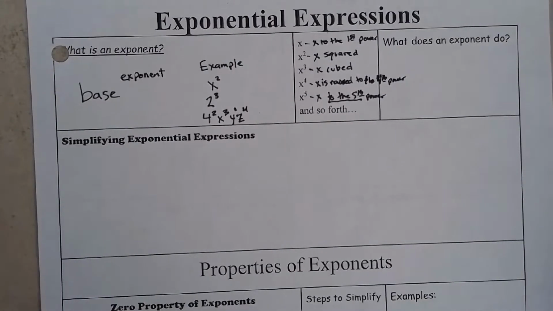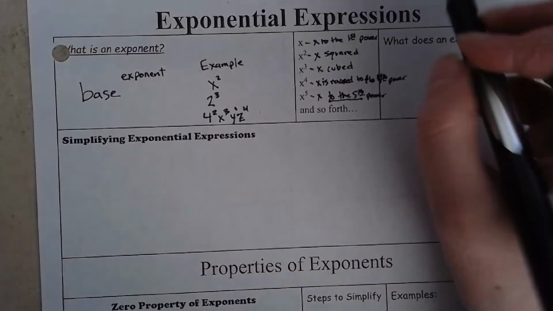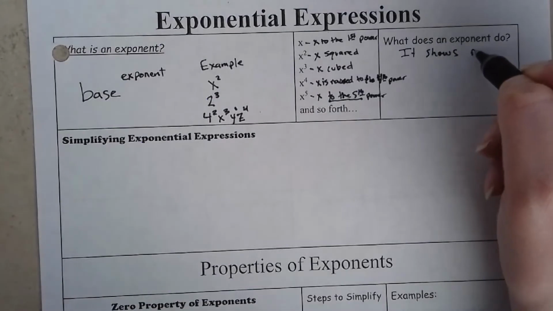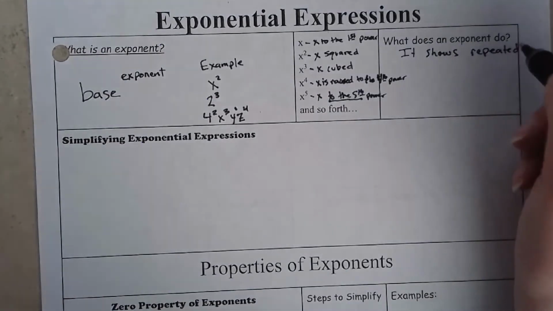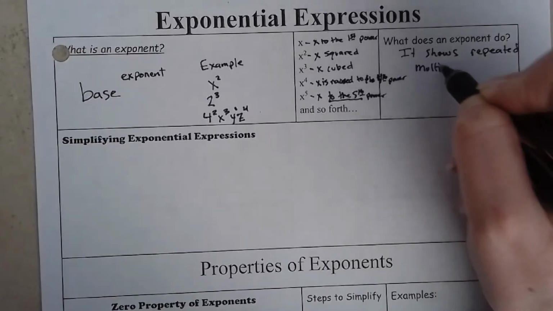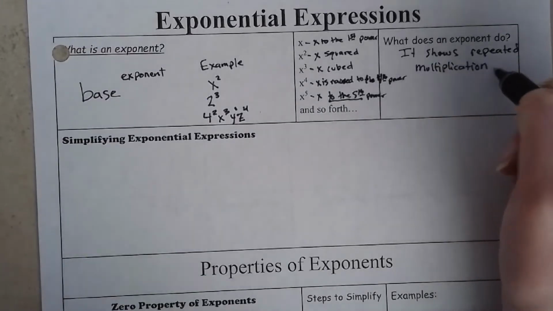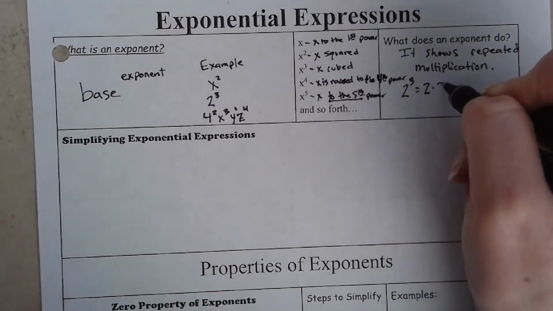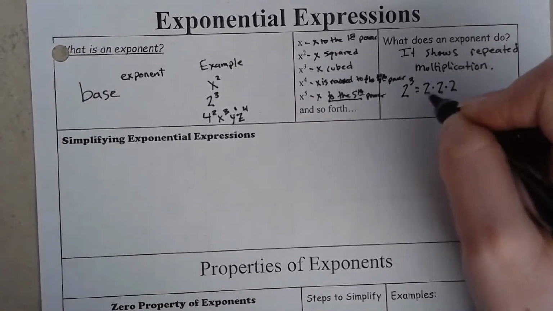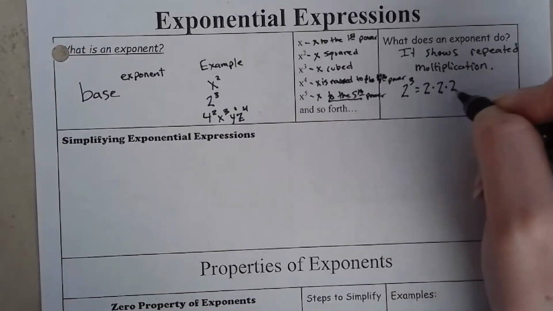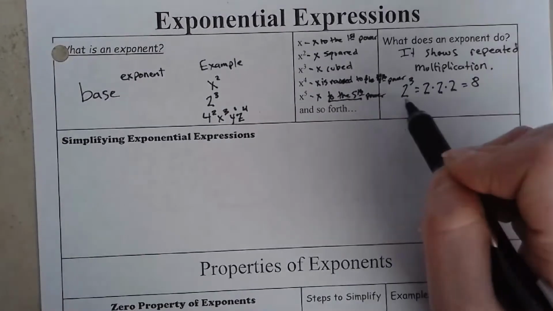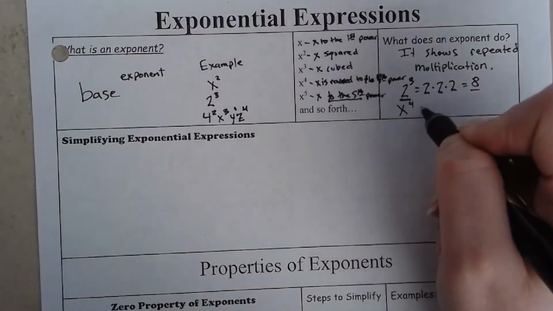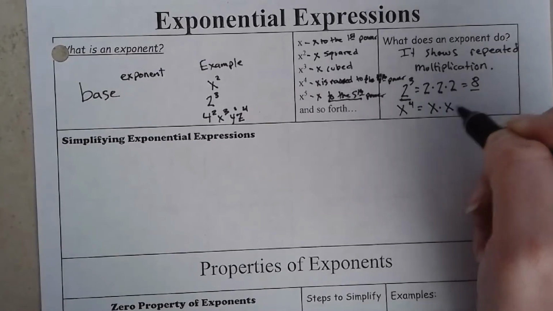So what does an exponent do? What it does is it shows repeated multiplication. What that means, if I had 2 cubed, that's saying that's 2 times 2 times 2, which we know 2 times 2 is 4, and then 4 times 2 is 8. So it's another way just to say 8. So 2 cubed is technically 8. We could also have x to the 4th, which is saying we're looking at x times x times x times x.